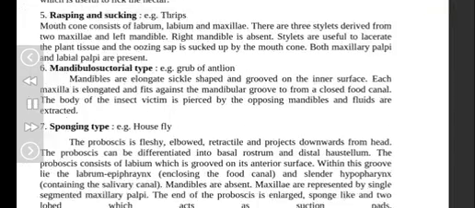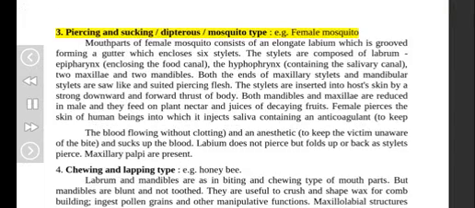3. Piercing and sucking, dipterous, mosquito type, e.g. female mosquito. Mouthparts of the female mosquito consist of an elongate labium which is grooved forming a gutter which encloses 6 stylets. The stylets are composed of labrum-epipharynx enclosing the food canal, the hypopharynx containing the salivary canal, 2 maxillae and 2 mandibles. Both the ends of maxillary stylets and mandibular stylets are saw-like and suited for piercing flesh.